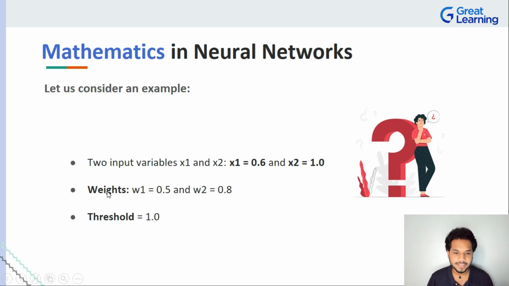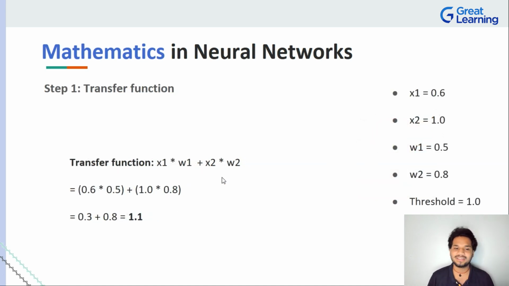Of course, we have weight 1, which is 0.5, which goes with x1. Weight 2 is 0.8, which goes with x2, right? x1 w1, x2 w2. Now, the important thing you have to understand is something called the threshold value. We'll discuss what the threshold value is. How the data moves from one function to the other, to see if that neuron should fire or not, is what the threshold value will tell you, right?